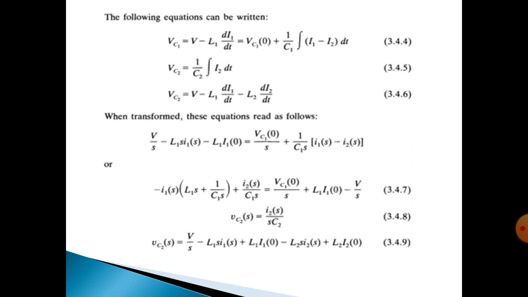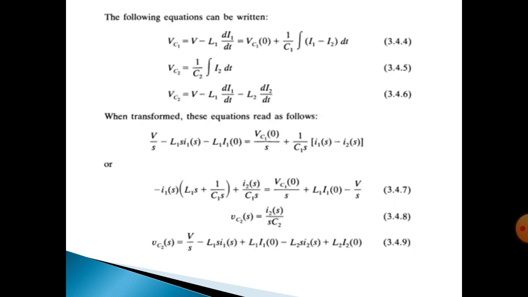Taking the Laplace transform of these equations and equating equation 3.4.4 and equation 3.4.6, we get the next equation: V by S minus L1 into S into I1 of S minus L1 into I1 of 0. I1 of 0 is the initial current, equal to Vc1 of 0 divided by S, plus 1 by C1S of (I1 of S minus I2 of S). This equation can be rewritten as equation 3.4.7, and 3.4.8 denotes the voltage across the capacitance V2. Taking the Laplace transform of equation 3.4.6, it can be rewritten as equation 3.4.9.